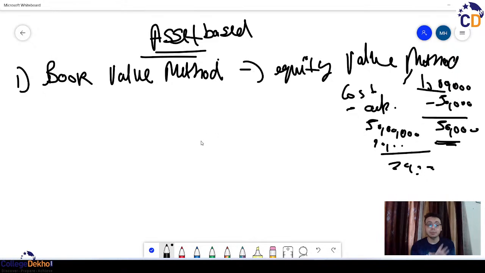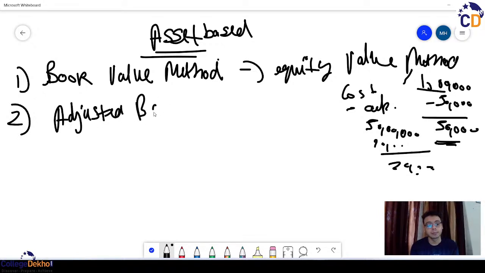Okay, the second method that we talk about is your adjusted book value method. In your adjusted book value method, you are making certain adjustments as per the market rate.